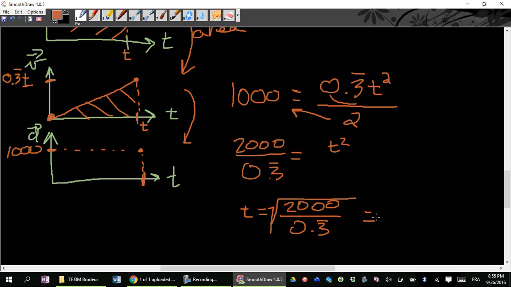So, square root of this thing, okay, of 2,000 divided. So that's 1/3 basically. Divide, and 1 divided by 3. Okay. Here, the answer gives me 25 seconds.